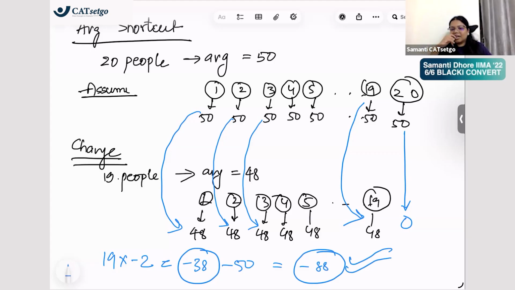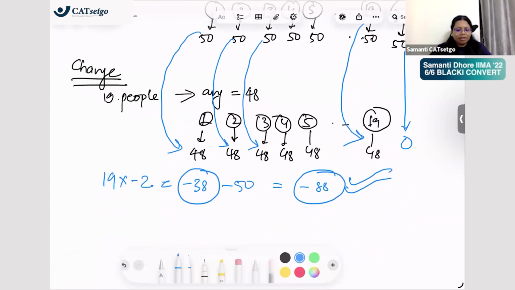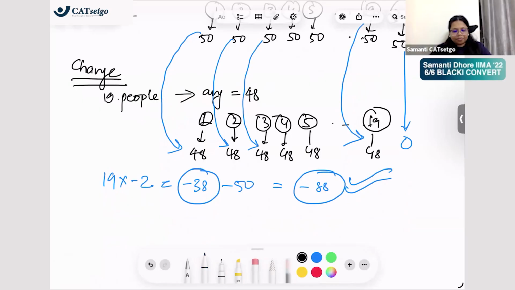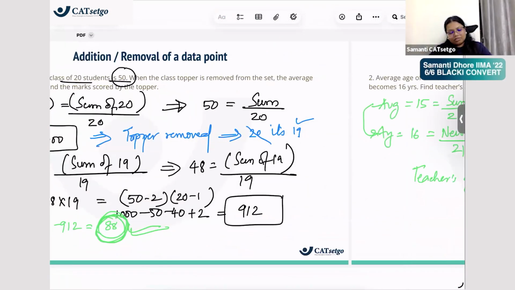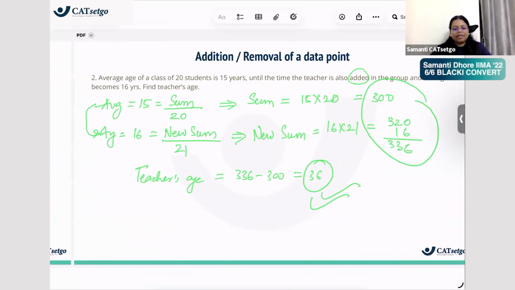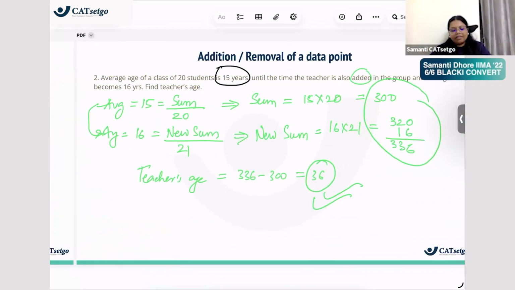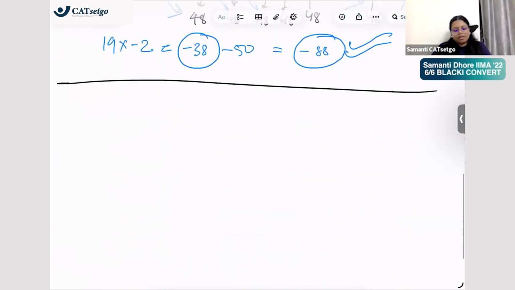Do you understand? Yes. Very good. अब यही लॉजिक हमें थ्रू आउट अप्लाई करना है. Right. Let's say we apply this logic on this question. The average of a class of 20 students was 15 years, and when the teacher was added, it became 16 years. Right? कैसे करेंगे हम?